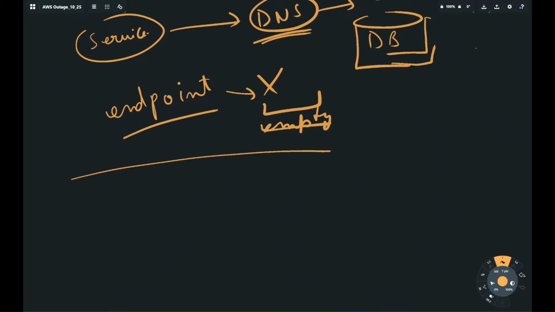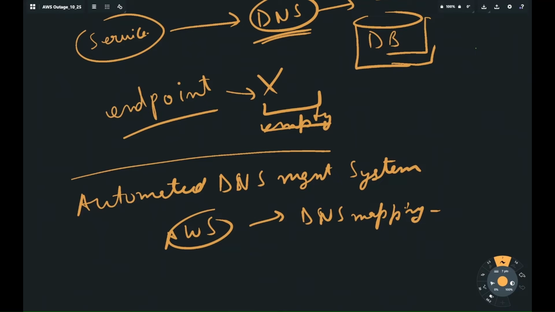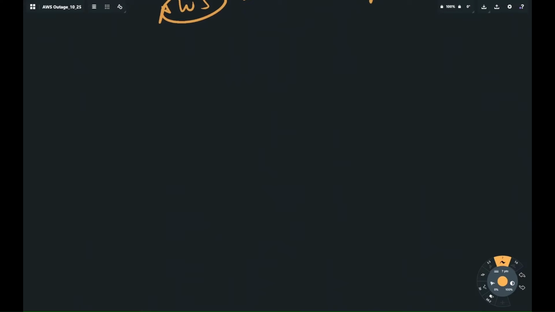There is an automated DNS management system of AWS, which automatically updates these DNS mappings into their Route 53. So how does this automated DNS system work? Basically this has two components.